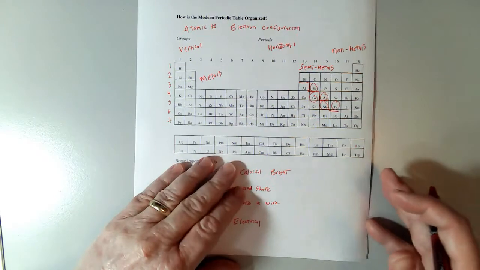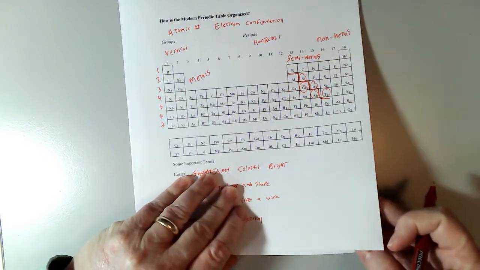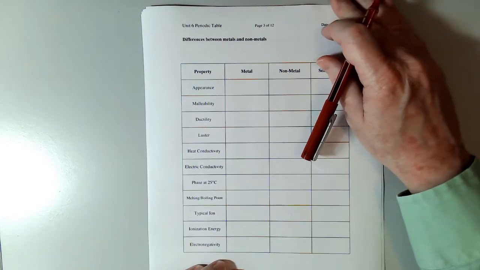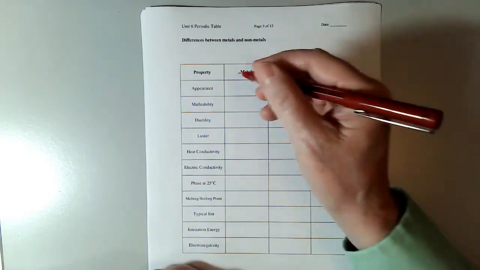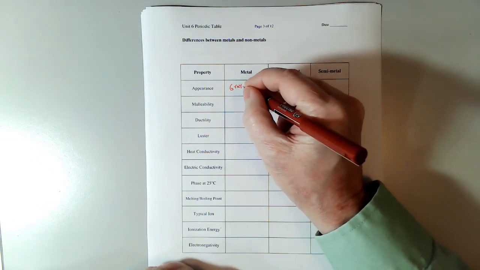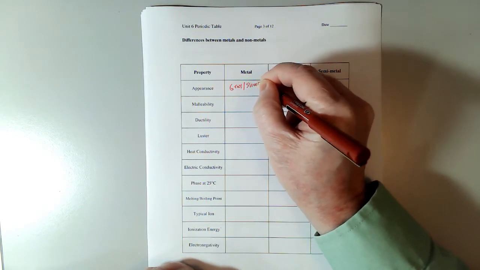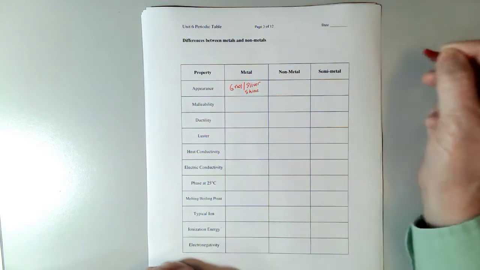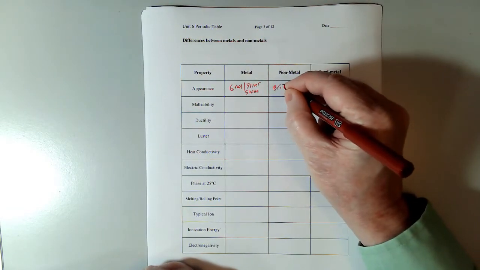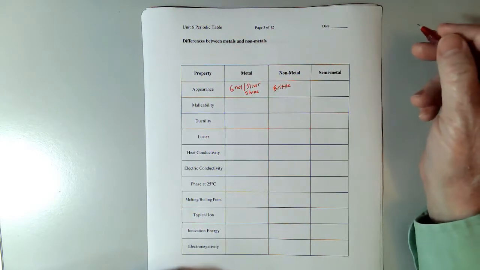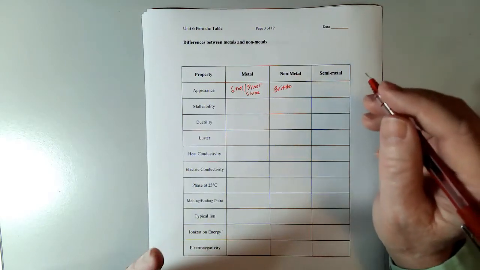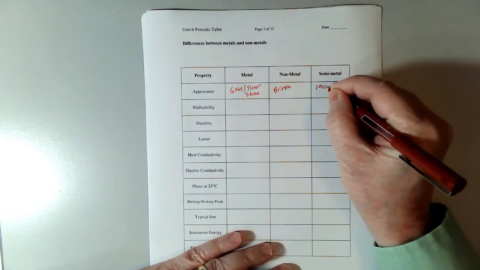Okay? Now, let's go on the next page, and let's compare metals and nonmetals and those properties. Metals. Okay, they appear gray or silver, and they have a lot of shine to them. Okay, at least when they're polished up. Non-metals, they look brittle. Mostly, it's a lot of gases that are non-metals, so there's no appearance. Okay, they're not shiny. Okay, now semi-metals look like metals.